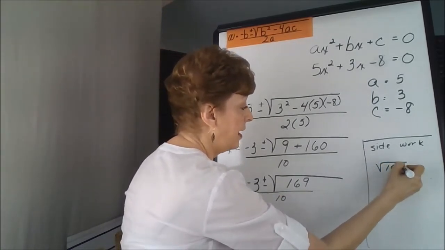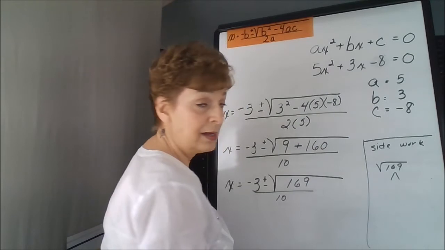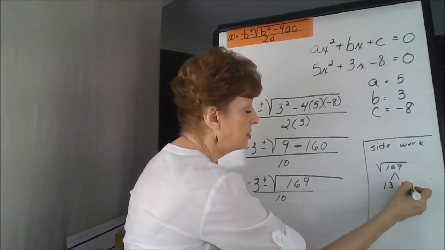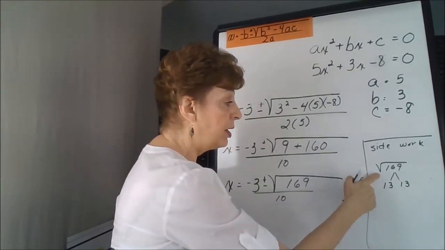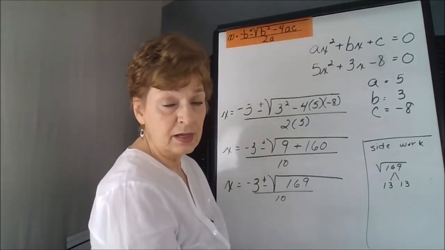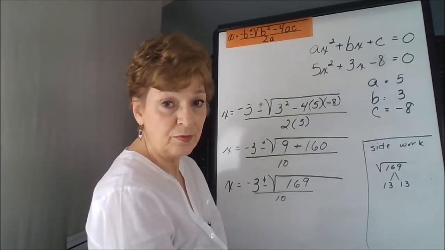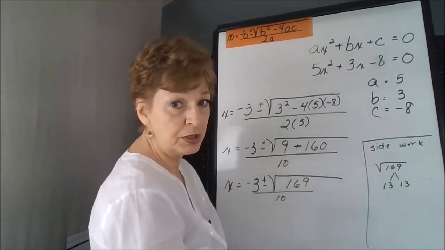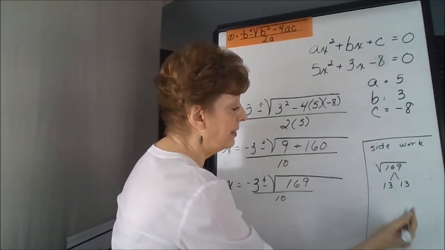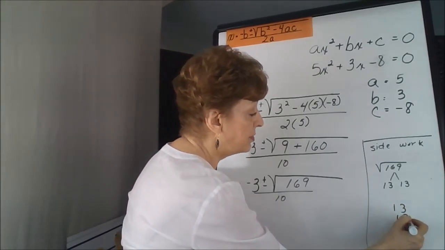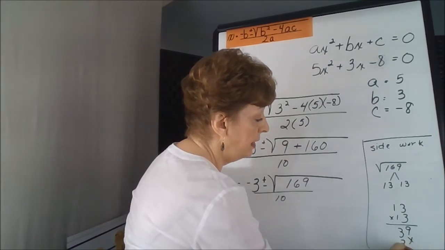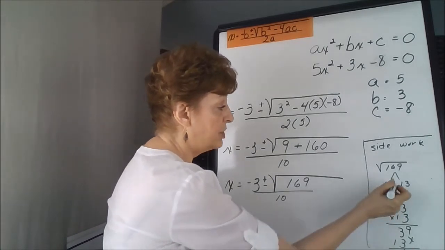Radical 169. Well, I know this one because I've been working with it all the time. This is 13 times 13. But you might know that 12 times 12 is 144, so it might be logical that you'd start as high as you know, or in the range of what you know, to try to see if you can get this. But 13 times 13 gives us 169. That's how I got it, but I just knew this.